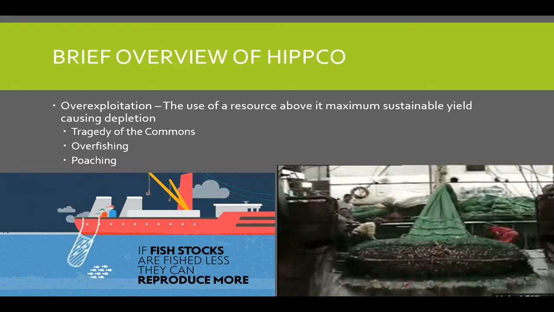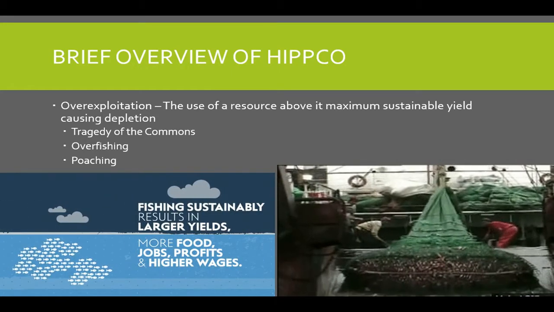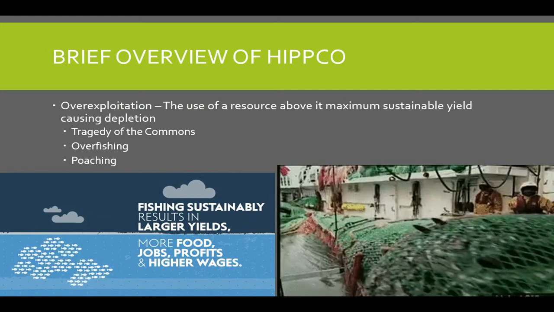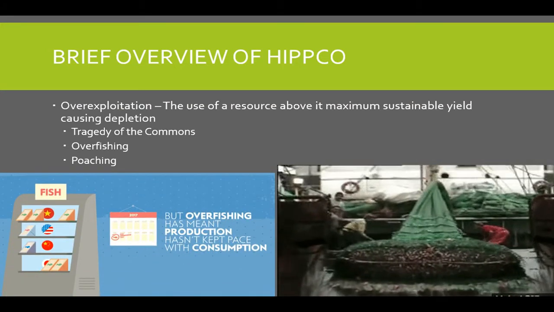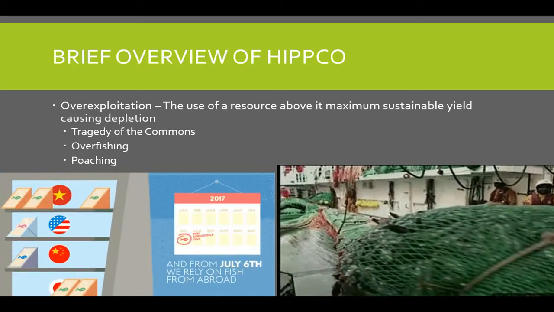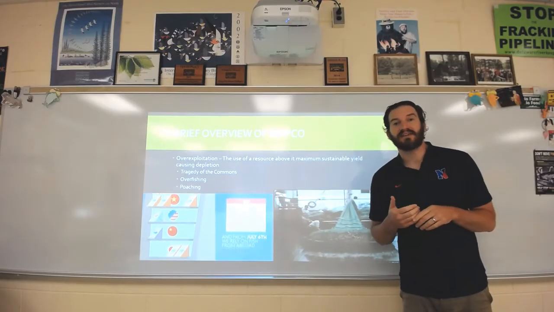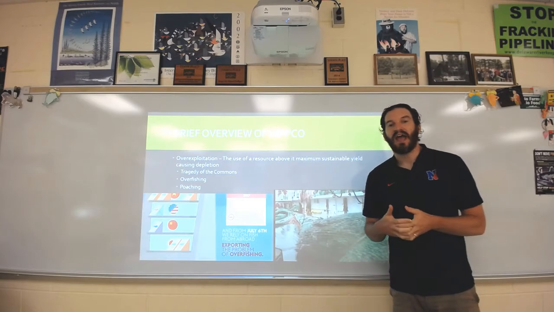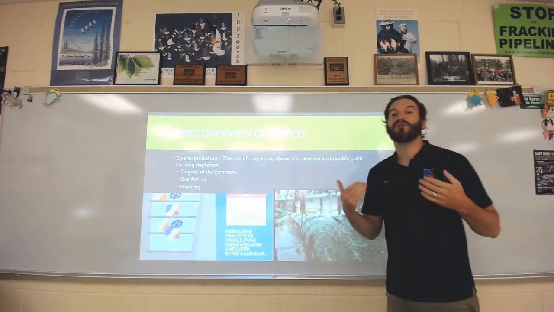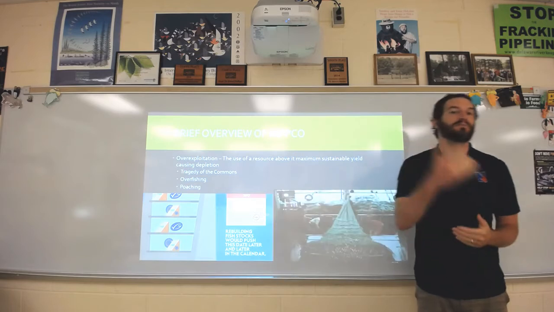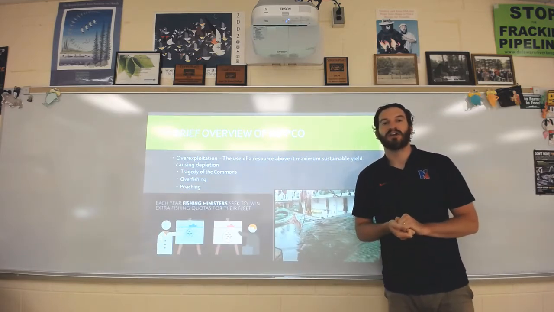The O in HIPCO. The O in HIPCO stands for overexploitation. And this goes back to tragedy of the commons. Way back in the beginning of the year, we talked about tragedy of the commons, the idea that you have some sort of common or publicly owned entity, not privately owned, and that resource is then exploited. It is overused, overexploited. There we go. That's how we get this word and why it's a part of HIPCO.